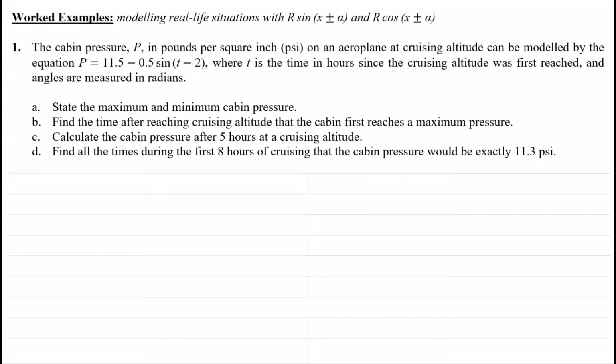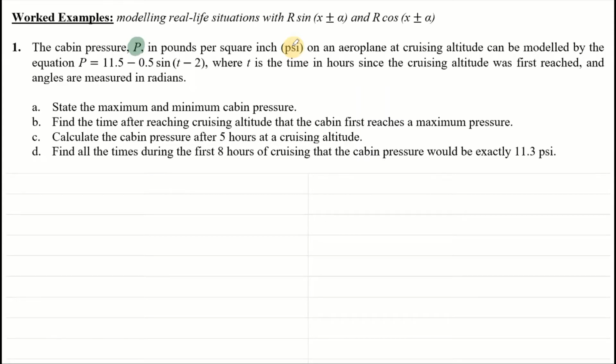Okay, so in worked example 1, we have a real life scenario involving cabin pressure in an aeroplane at cruising altitude. So there's quite a lot of information for us to take in initially. The first thing to notice is the cabin pressure P, denoted here, is in pounds per square inch. So you might not be familiar with that. Pounds per square inch is an imperial measurement of pressure, force over area.